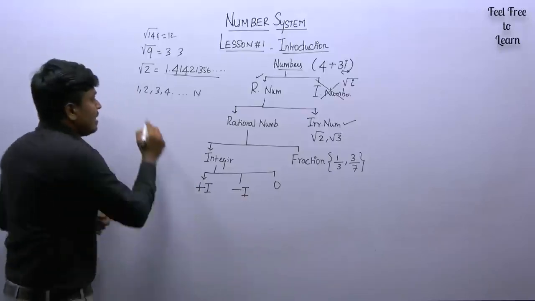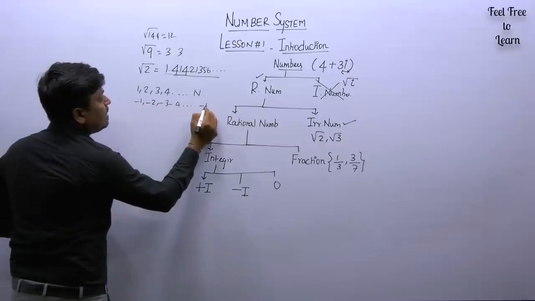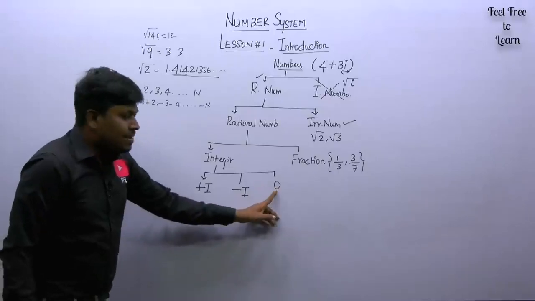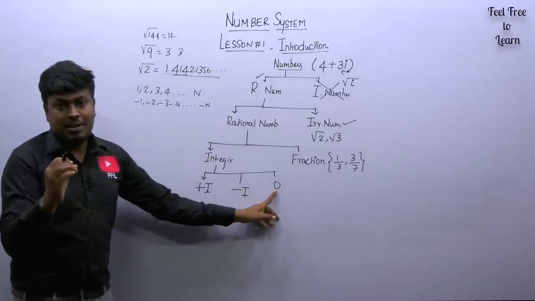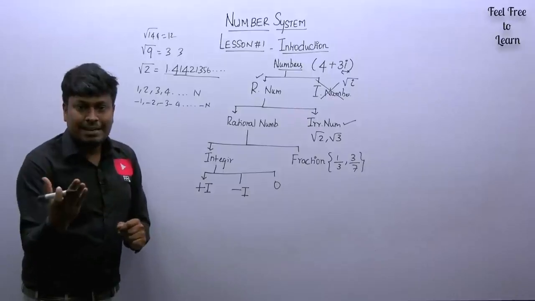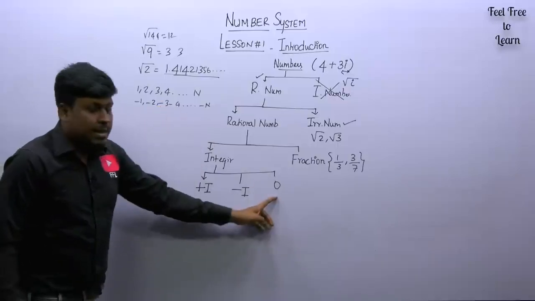A negative integer is -1, -2, -3, -4, and it goes on till -n. It is called a negative integer. 0 is a normal number, the starting number, right? So this is a 0. So integers are separated into three categories: positive integer, negative integer and zero.